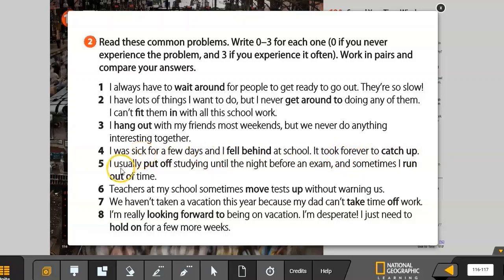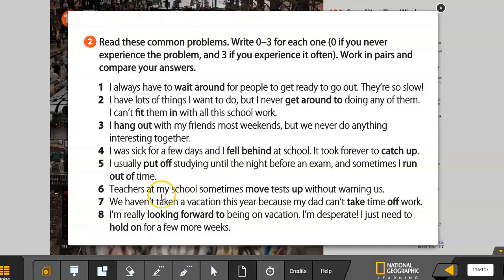Now number 5: I usually put off studying until the night before an exam, and sometimes I run out of time. We have two more: put off and run out of. I usually put off studying until the night before an exam, and sometimes I run out of time. I don't have any more time to study.